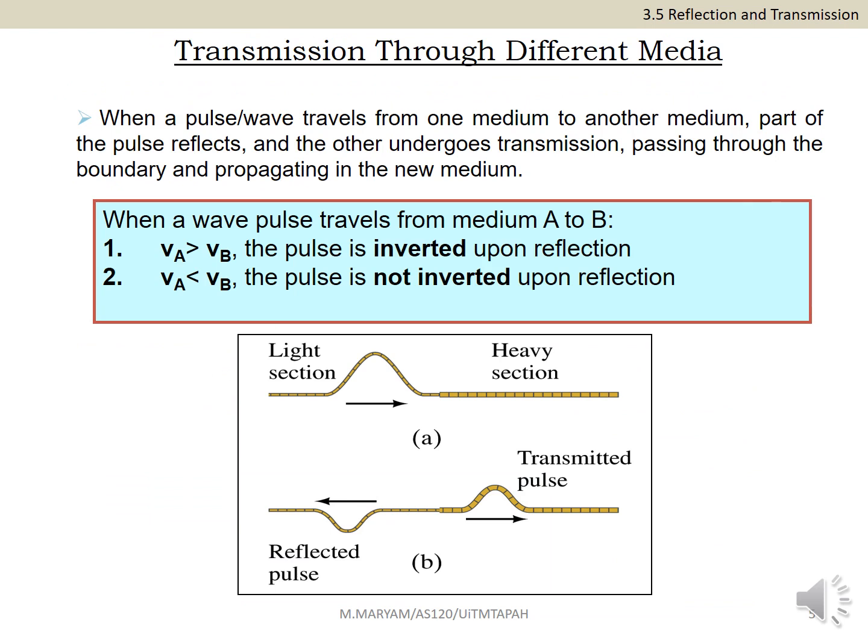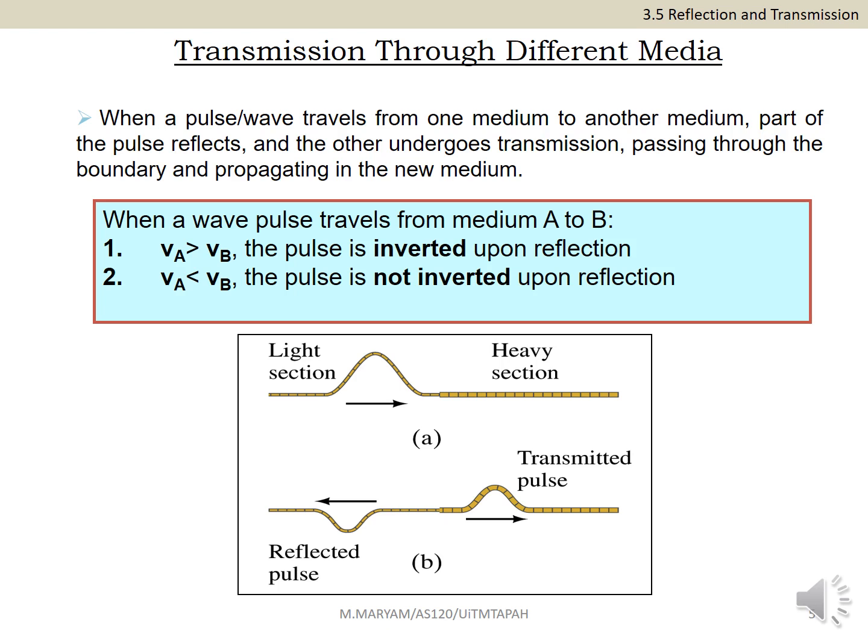That is transmission. So different media, transmission through different media. As you can see in the figure, different media means when a pulse or wave travels from one medium to another medium, as you can see from the light section in part A to a heavy section, part of the pulse will reflect and others undergo transmission, as in figure B. Because of different media, part of them will reflect and part of them will transmit, passing through the boundary and propagating in the new medium.